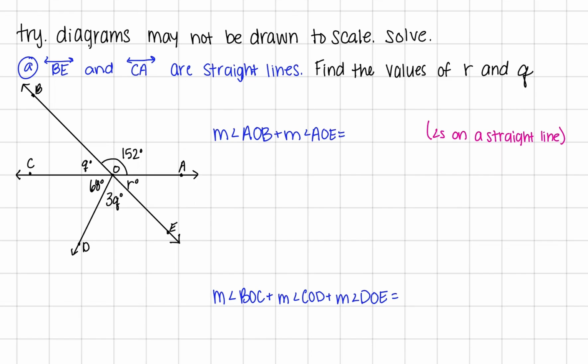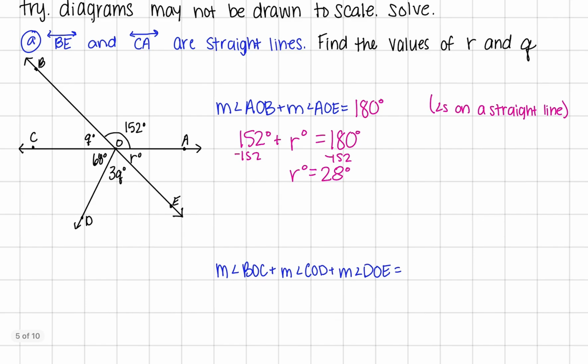So the measure of AOB plus the measure of AOE should equal 180 because of straight lines. We know that AOB is 152 degrees, and the measure of AOE is R degrees. We subtract 152 from both sides, and R equals 28 degrees.